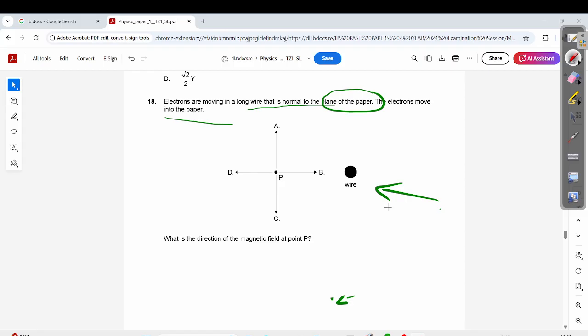So what we have to do is use the right hand rule. Electrons move into the paper, so the conventional current direction is out of the paper. Right hand rule: point your thumb in the direction of conventional current, out of the paper. Your fingers curl counterclockwise around the wire. So the magnetic field at point P forms concentric circles.